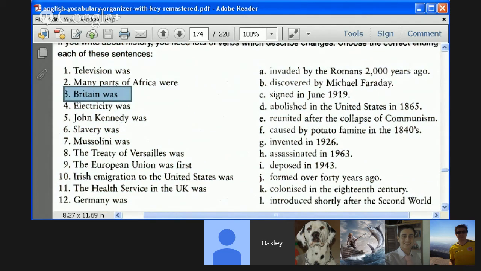Britain was invaded by the Romans 2,000 years ago. I think you're right, Alejandro. That's right. At one time, Britain was pretty much colonized by the Roman Empire. Absolutely. It was invaded or attacked. To invade is to attack in a very aggressive manner. Okay, number 4, Johnny, please.